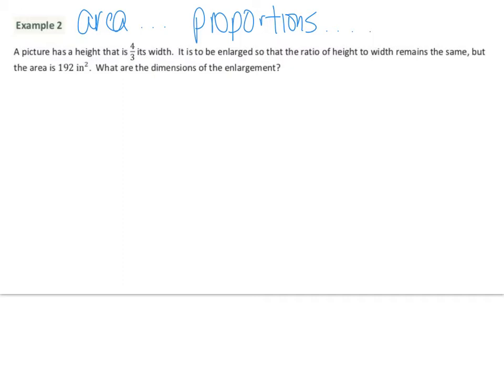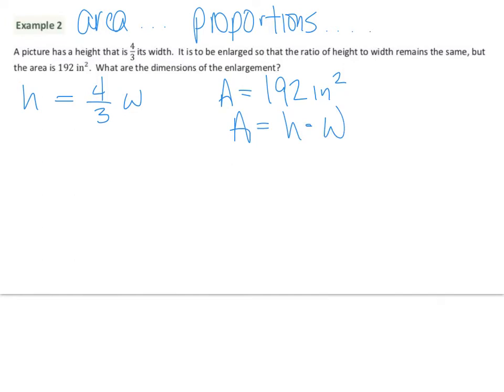A picture has a height that is 4/3 its width. I just wrote down what it said. It is to be enlarged, so the ratio of height to width remains the same, but the area is 192 inches squared. What are the dimensions of the enlargement? All right, so area equals height times width. Same as length times width. We're just using height.